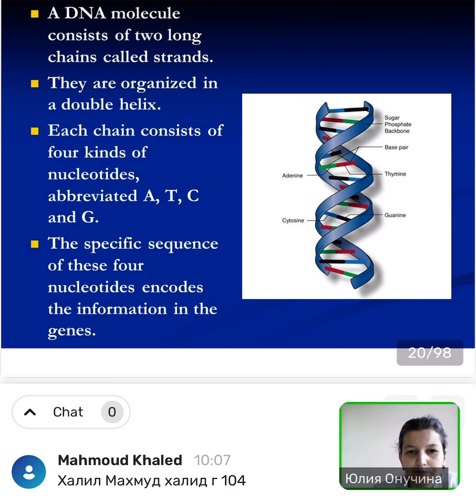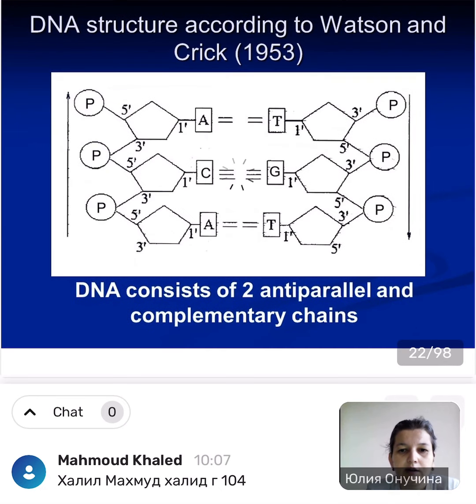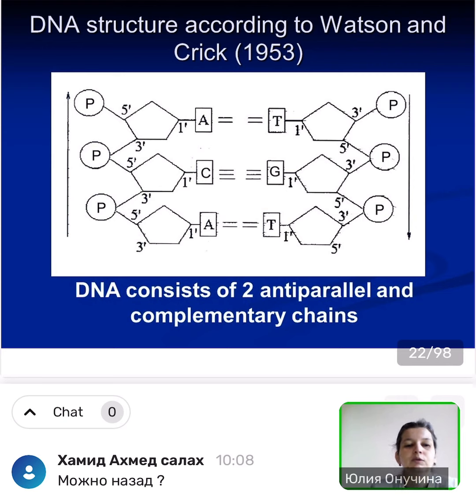So, a nucleotide consists of three parts, as we said: pentose, nitrogen base, and one or two or three phosphate groups. The strands are antiparallel and complementary. Adenine is always complementary to thymine, and cytosine to guanine. Yes, of course.